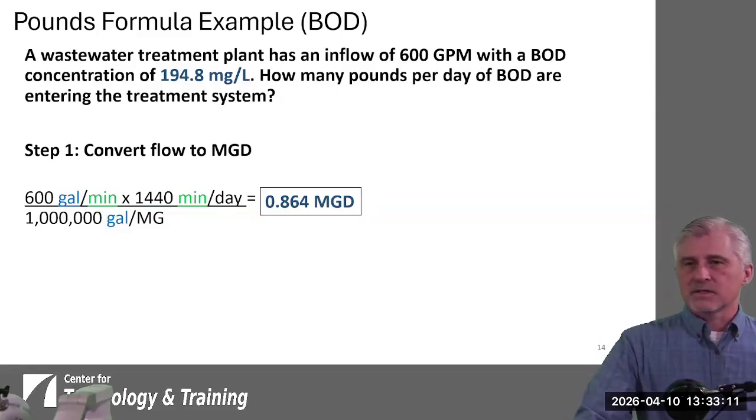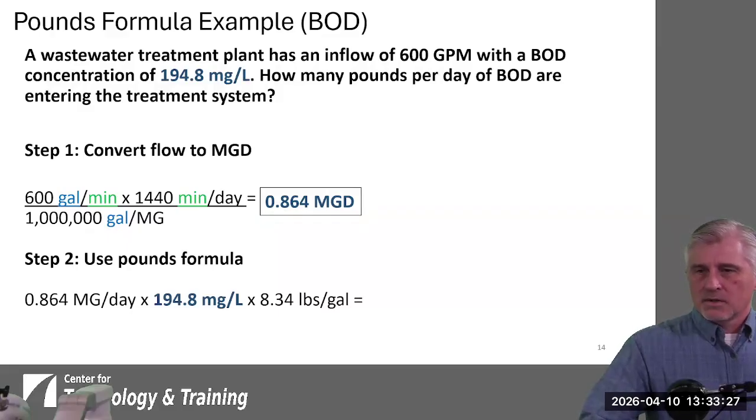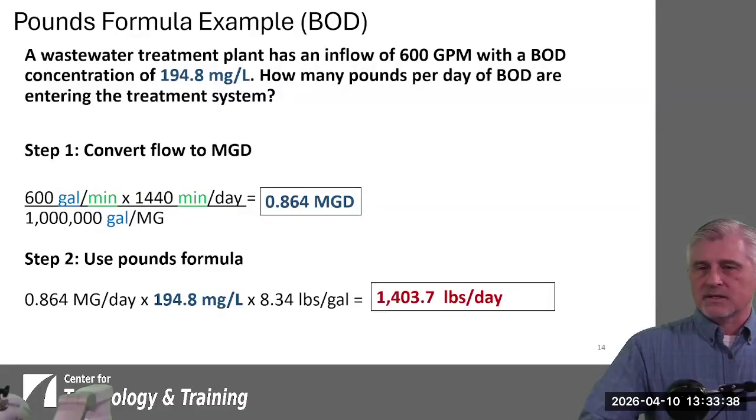That allows us to then use the pounds formula, because we now have the flow in million gallons per day. If you remember, the pounds formula is equal to the flow in million gallons per day times the concentration in parts per million times 8.34 pounds per gallon. So we throw those numbers in: 0.864 times 194.8 times 8.34. And that tells us that we have 1,403.7 pounds per day of BOD entering the treatment system.